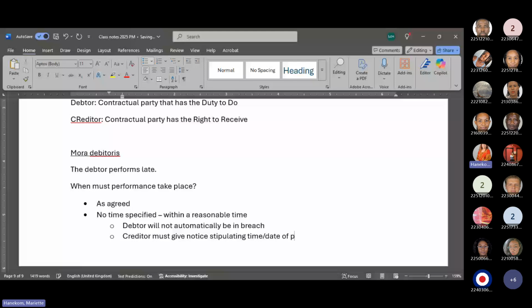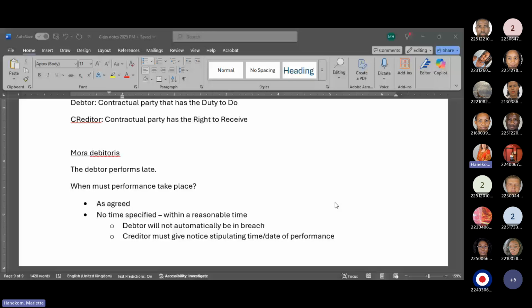So what this means, what the implication of this is that if Evelina buys Daniel's cell phone, but they do not agree on a date for delivery, and 2 weeks later he has not yet delivered the phone, there is still no breach of contract. Evelina needs to give him notice.